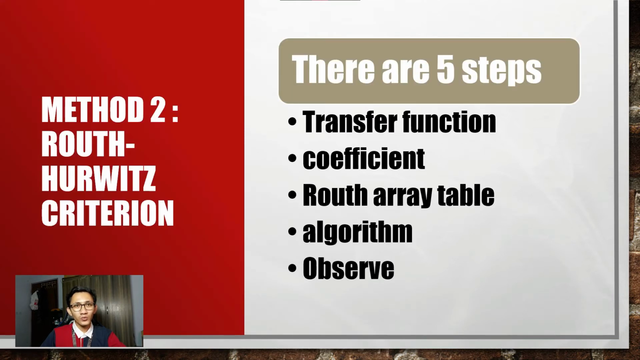Proceeding with method 2, the Routh-Hurwitz criterion, there are 5 steps: writing the transfer function, determining the coefficients, the Routh array table, algorithm, and observe.